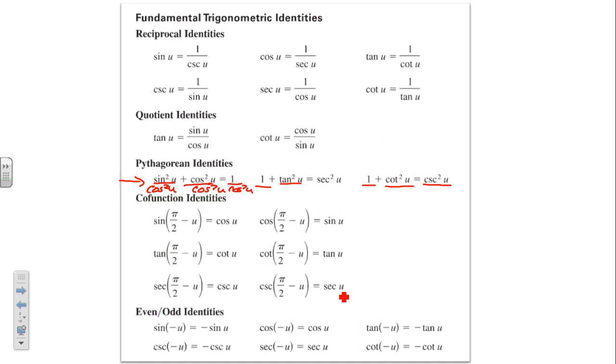And in pre-calc, we write that as pi over 2. So if I know the sine of pi over 2 minus u is going to have the same value as cosine of u. The cosine of pi over 2 minus u is the same as the sine of u. The tangent of pi over 2 minus u will be the cotangent of u. And its cofunction, the cotangent of pi over 2 minus u, is going to be the tangent of u. And secant and cosecant are cofunctions. So the secant of pi over 2 minus u is the cosecant of u. And the cosecant of pi over 2 minus u is the secant of u.